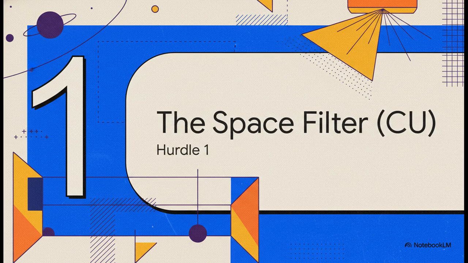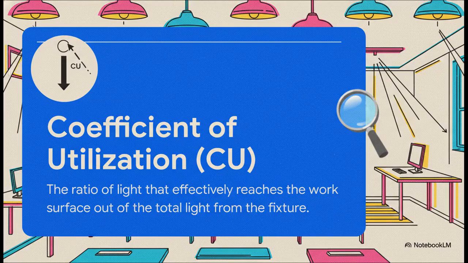So let's tackle that first hurdle, what we're going to call the space filter. This is where the coefficient of utilization, or CU, enters the picture. This is all about the pure physics and geometry of the space you're lighting. So what is CU, really? Well, you can think of it as an efficiency score for your room. It's a number, always between 0 and 1, that tells you what percentage of the light from that fixture is actually doing useful work. So, if a room has a CU of, say, 0.6, that means only 60% of the light is hitting your desk. The other 40%, it's just getting lost, absorbed by the walls or the ceiling.